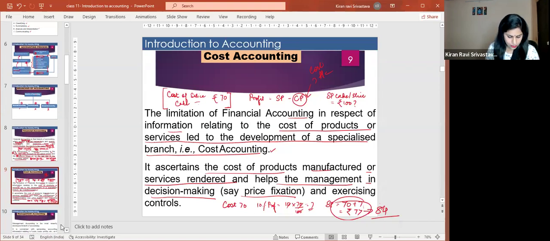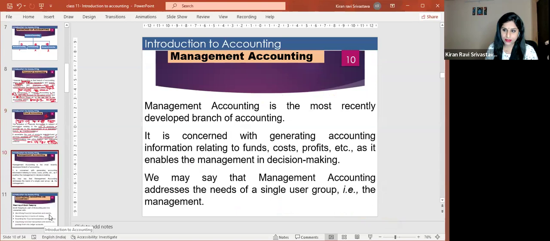Then the next one is management accounting. Now, what is management accounting? Management accounting is the most recently developed branch of accounting. As I said, first everyone has to understand financial accounting, and only if one has an understanding of financial accounting can you understand cost accounting and management accounting. Because just imagine financial accounting is the mother, and cost accounting and management accounting are her kids. Everything comes from financial accounting.